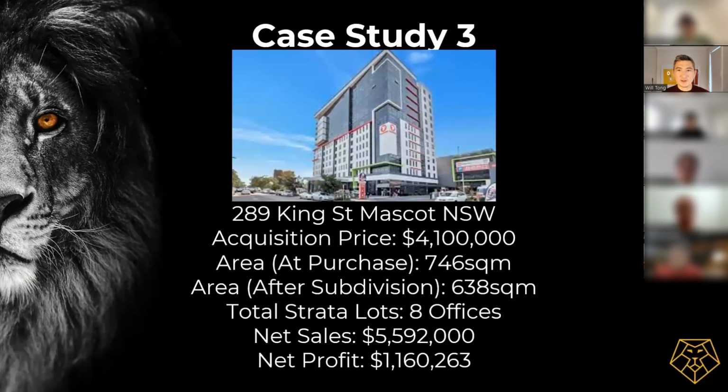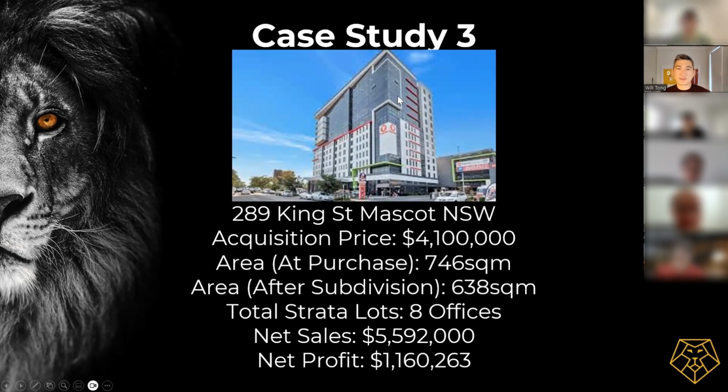Cool. All right. Case study number 3. Let's have a look at this one. This is an office strata subdivision, and it's quite interesting because it's an older case study, going back to 2017 or so. Some of you might know this building, 289 King Street in Mascot. It's got the Travelodge down the bottom, the Wilson car parking in the back, and 6 levels of office space.